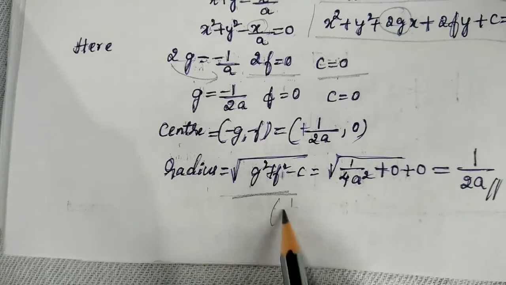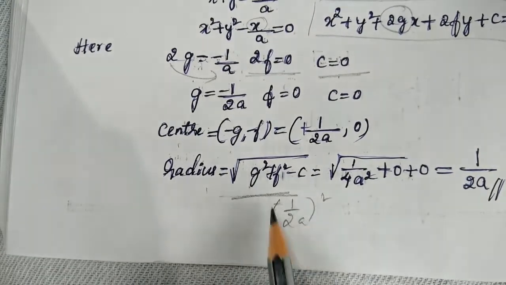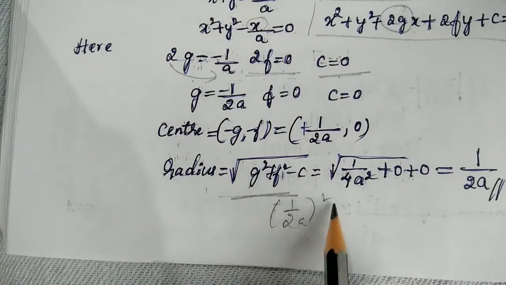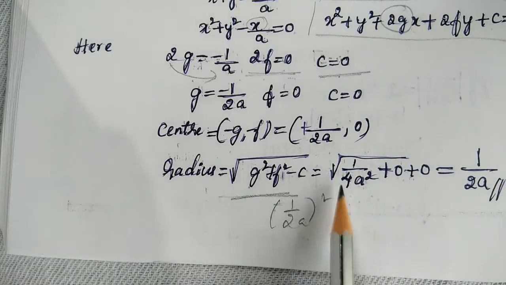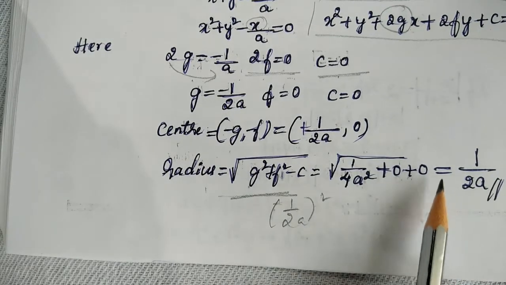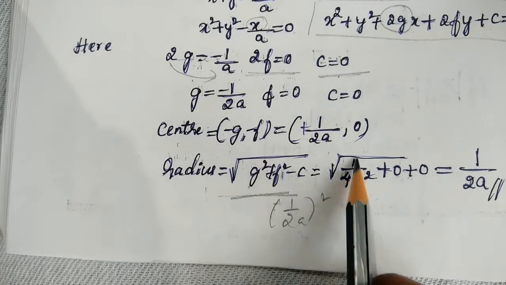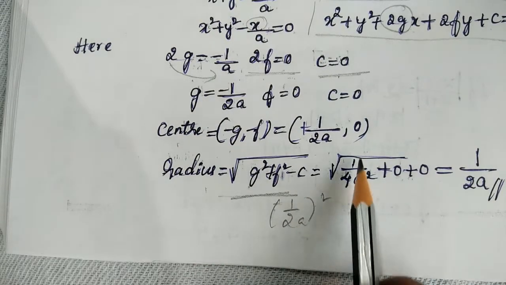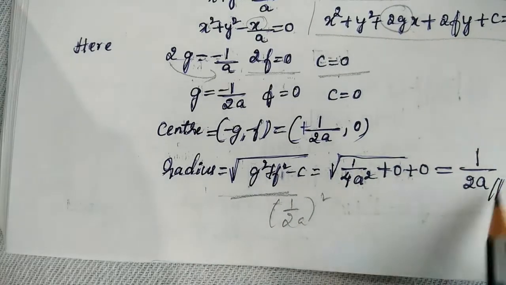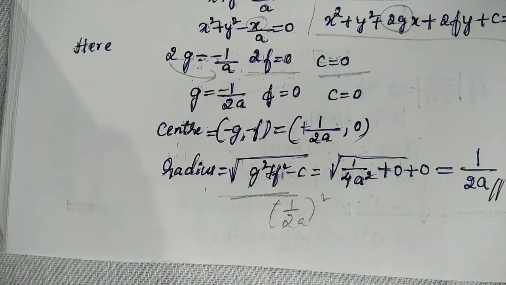So g is minus 1 by 2a whole square, minus 1 square is plus 1. 2a whole square is 4a square. So f square is 0, c is also 0. So we remain with what? Square root of 1 is 1, square root of a square gets cancelled, we remain with a. So 1 by 2a is the radius.